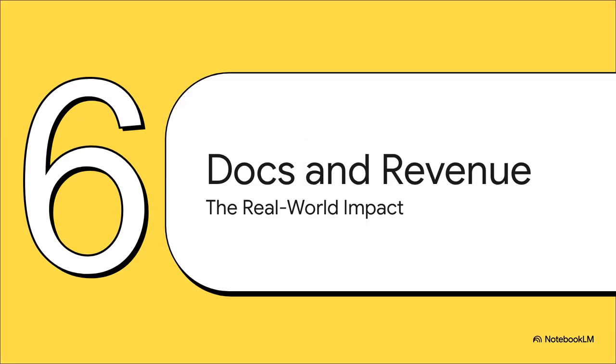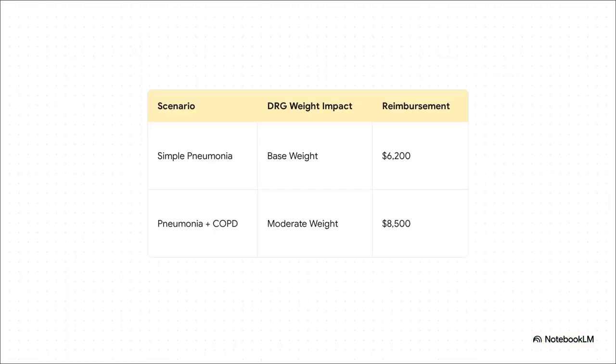Section 6. Clinical Documentation and Revenue, the Real-World Impact. Okay, now that we understand the architecture, the severity tiers, and the rigid mechanics of the coding, let's tie everything we've learned back to the real-world financial stakes. Let's say a patient is admitted for pneumonia. They also have a history of chronic obstructive pulmonary disease, or COPD, which the nurses are actively monitoring and treating during the stay. If the doctor's discharge summary simply says pneumonia, the case is grouped as simple pneumonia without CC, yielding an expected reimbursement of around $6,200.